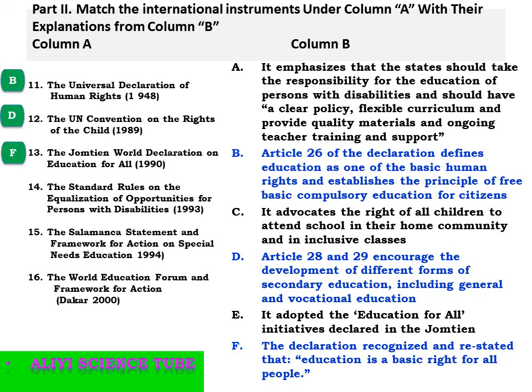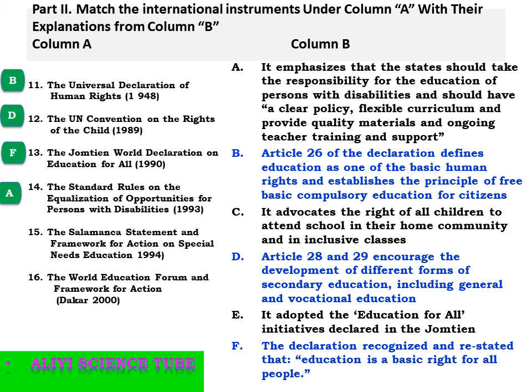Question number 14, the Standard Rules on the Equalization of Opportunities for Persons with Disabilities, 1993. So the answer should be A. It emphasizes that the state should take responsibility for the education of persons with disability and should have a clear policy, flexible curriculum, and provide quality materials, ongoing teacher training, and supports.